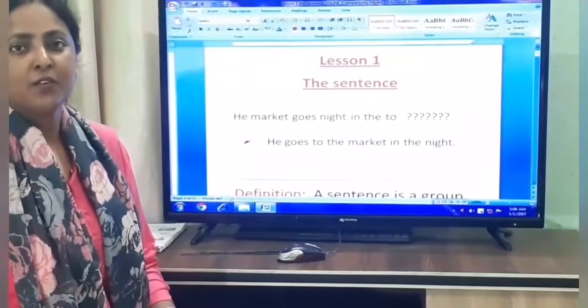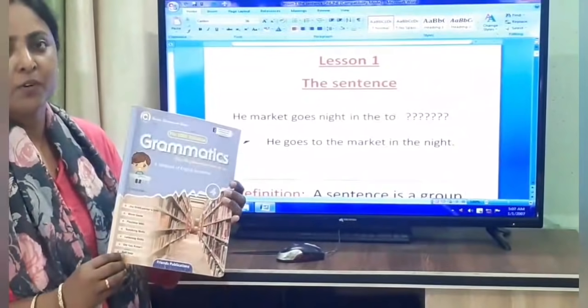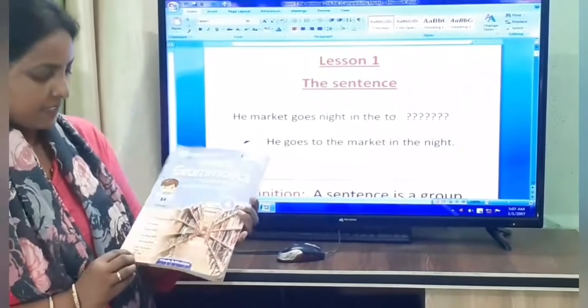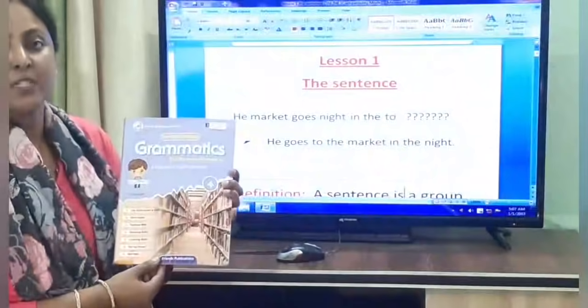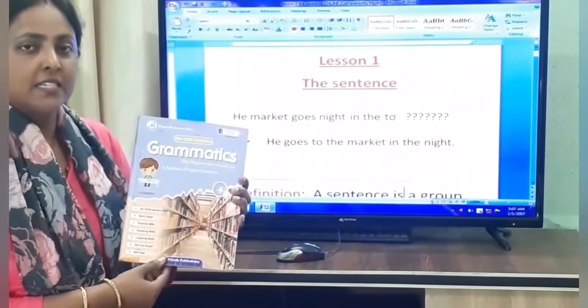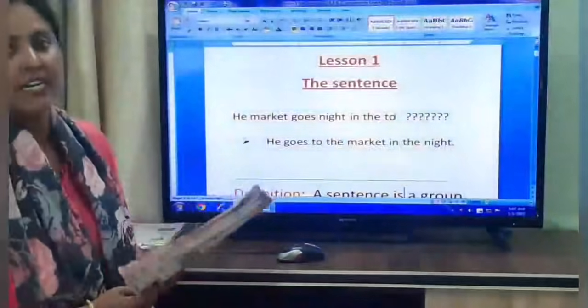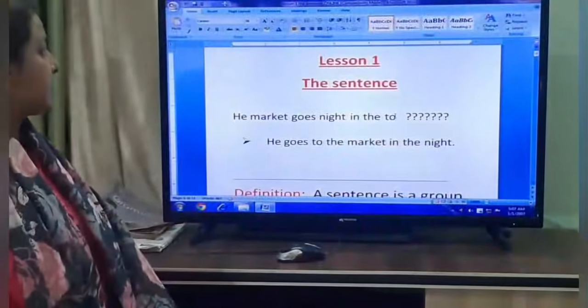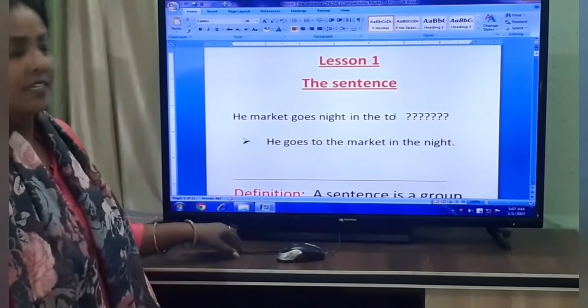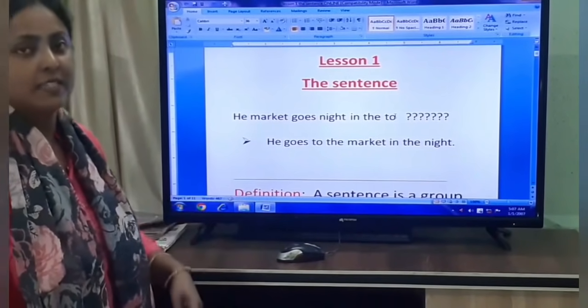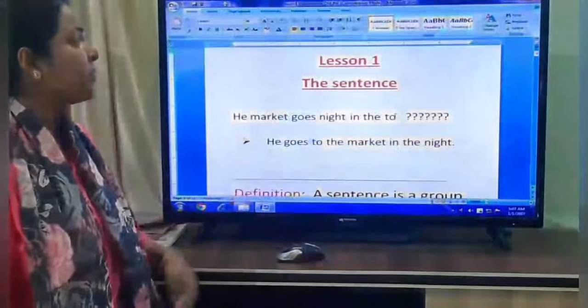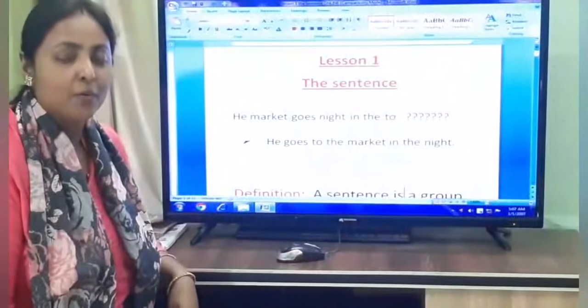This year, we are going to follow this book, The Grammatics, Friends Communication, Class 4. In this book, the first lesson is the sentence. Lesson 1, the sentence. I am going to teach you the topic about the sentence.